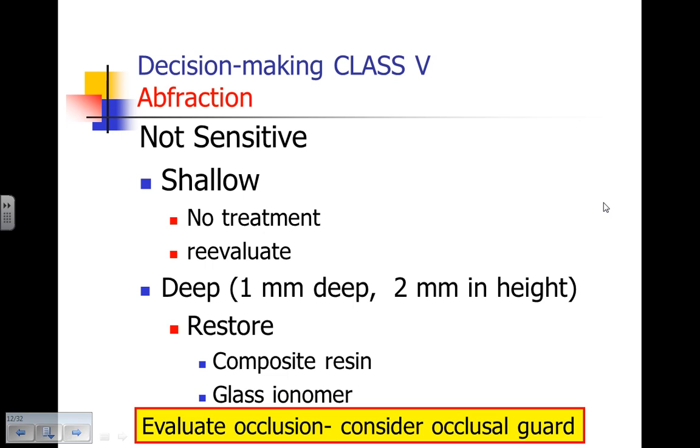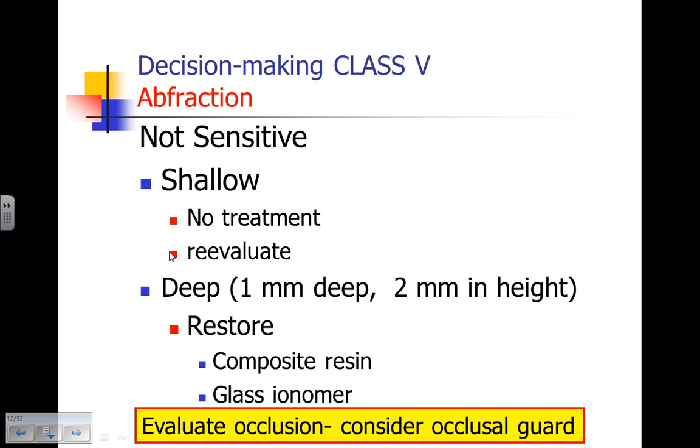Well, with the diagnosis of abfraction in a tooth that's non-sensitive, for the shallow lesion, and that would be a lesion less than 1 millimeter in depth, less than 2 millimeters in gingival incisal or occlusal and gingival height, these shallow lesions may have no treatment at all. We may decide to do reevaluation, active surveillance, and follow this lesion over time.